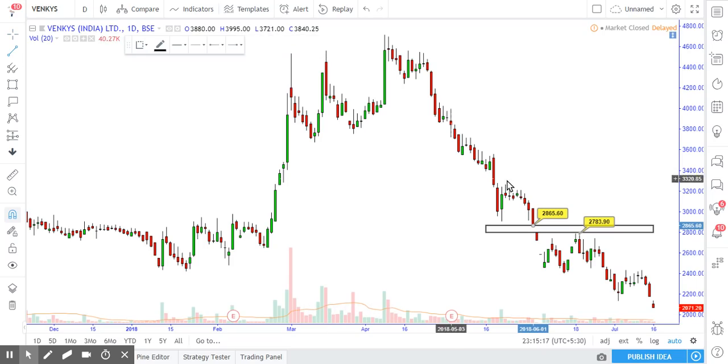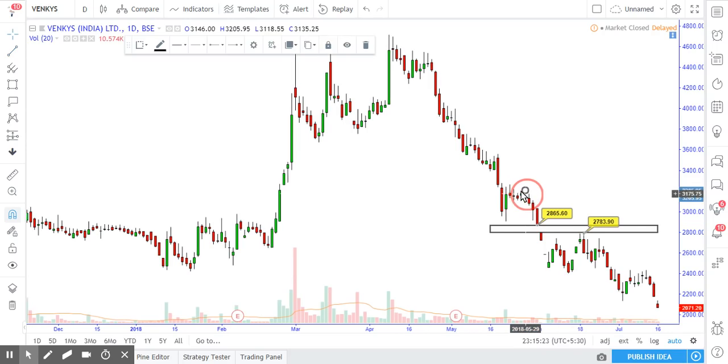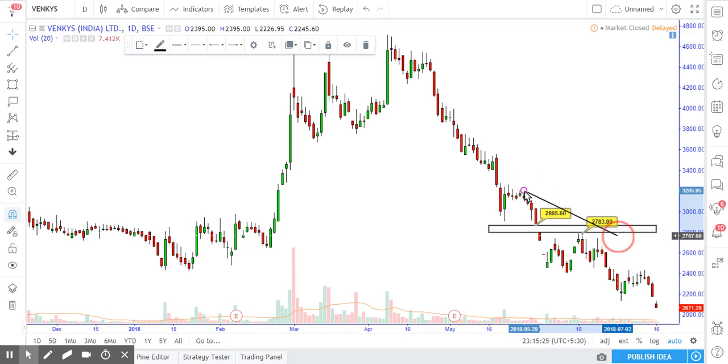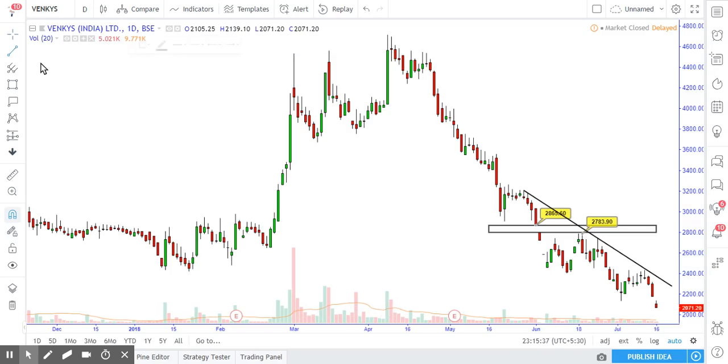Another thing I found is that the stock was in a downtrend, which I found by drawing a downtrend line that covers three points for my trend. If you see, it was making a lower high, lower low, lower high, lower low combination, which is a downtrend.